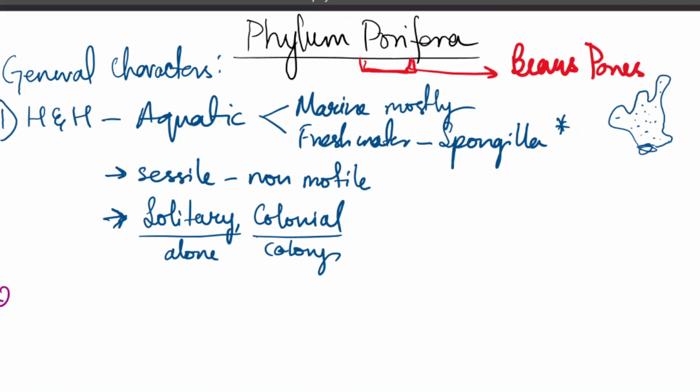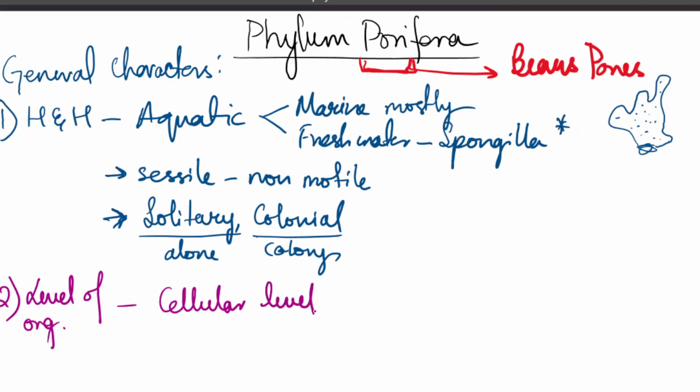Now let's go on to the second general character, that is nothing but level of organization. I'm just writing org here. The level of organization is cellular level. Why? Obviously because it is a very primitive organism. It is still in the cellular level of organization.